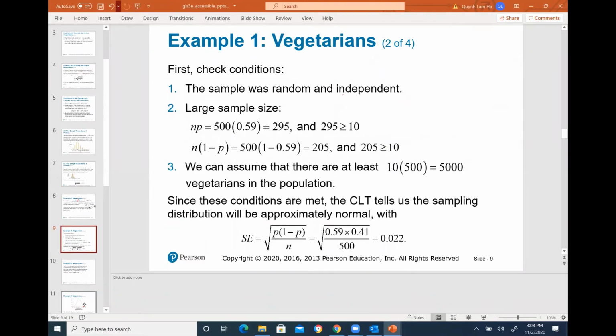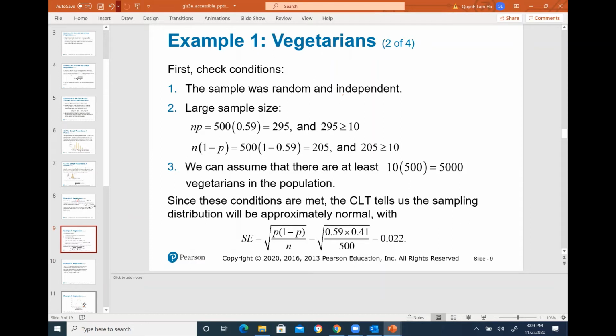Okay, first check the conditions. The sample was random and independent. Second, large sample size. You take that, multiply by 0.59. We have this, of course, it's greater than 10. And you check with n times 1 minus p, you got 205, which is greater than 10.